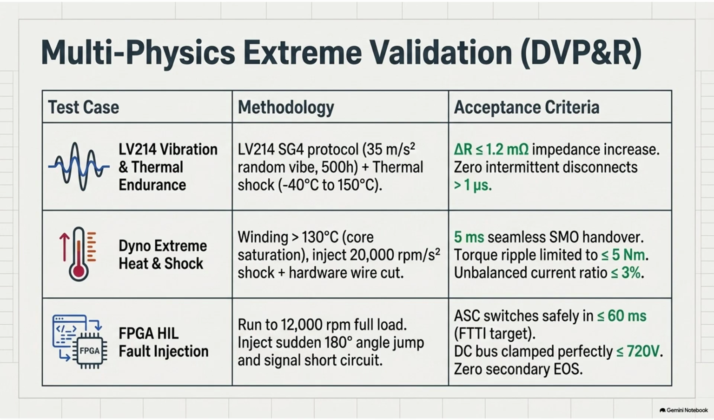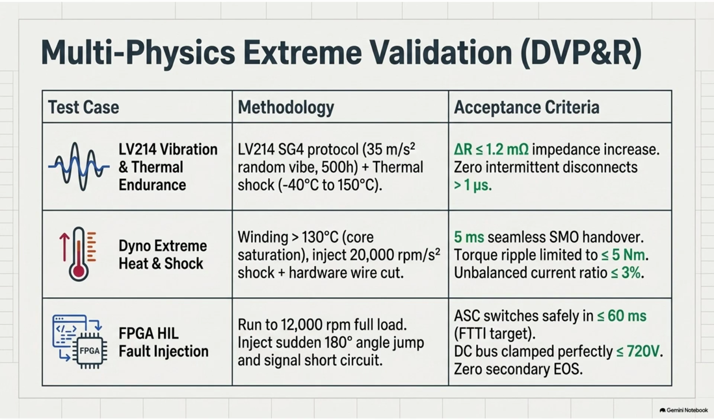And they run an even more aggressive test to validate the hard fallback, the stepwise active short circuit. Right. They run the motor on the dynamometer at an absolute maximum speed of 12,000 RPM under full load. At that speed, the back EMF potential is massive. If the inverter disconnects, that voltage will instantly spike and destroy the electronics. To trigger the system, they artificially inject a massive software error, specifically a sudden 180-degree angle jump, simulating a complete hallucination of the positional data.